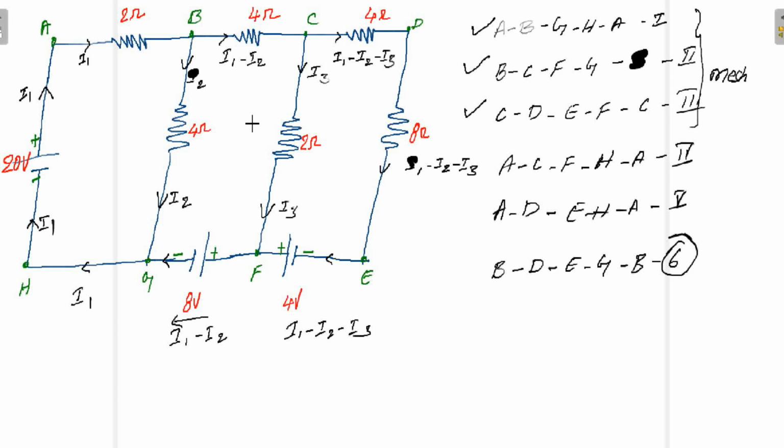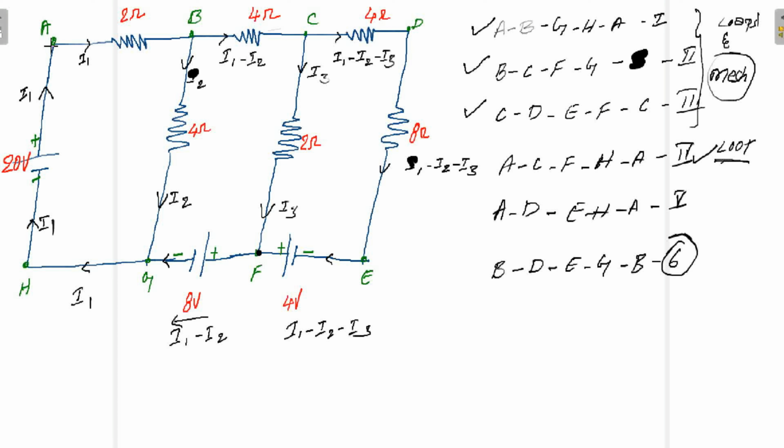Let us come to A, C, F, G, H, A. This is a loop, not a mesh, because it includes two individual loops. This is a loop and this is a loop, so by combining we get one more loop, A, C, F, H, A. These three are loops, but especially they are also called meshes. But this fourth one is not a mesh. It is particularly a loop.